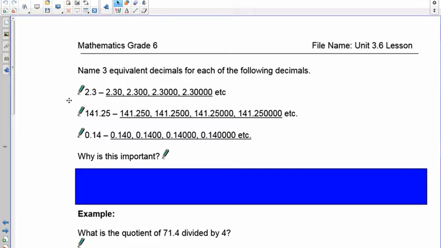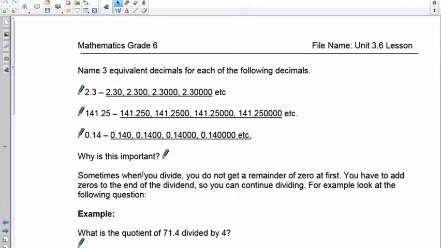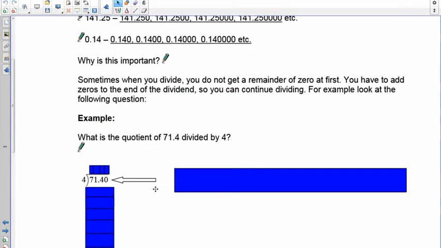like that. So why is this important? Sometimes when you divide, you can't get a remainder of 0 at first. You have to add zeros to the end of the dividend so you can continue dividing. Now we've done a little bit of this before, we talked about it, but we've never actually done the dividing part. You've always had to bring down decimals, but they've always been whole numbers. So let's take a look at this one here.